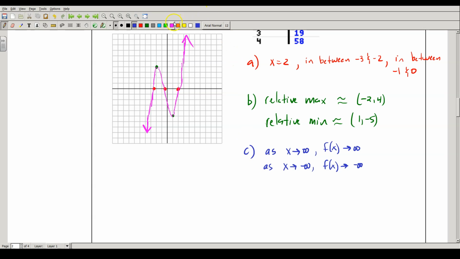This is something that we've done over and over again, but the domain for this graph is going to be all real numbers, or negative infinity to positive infinity. And the range looks like we have everything there as well, negative infinity to positive infinity.